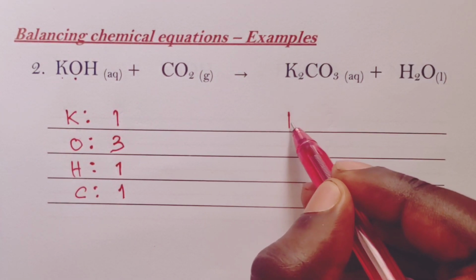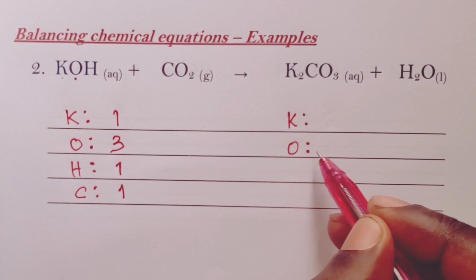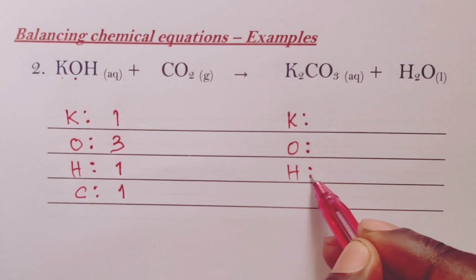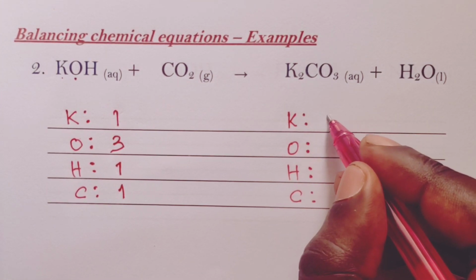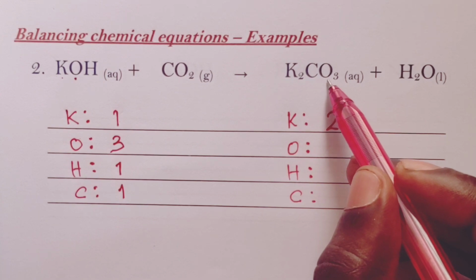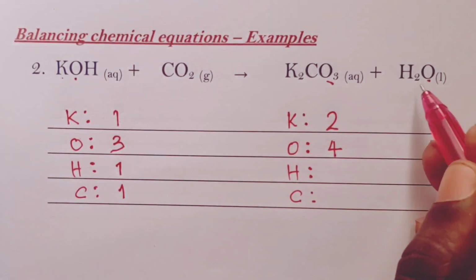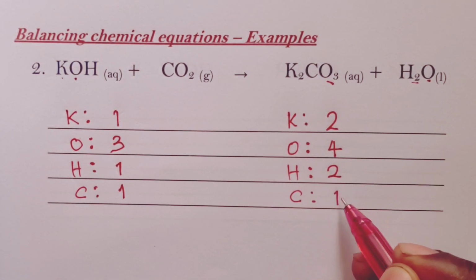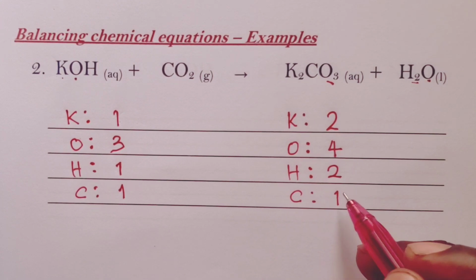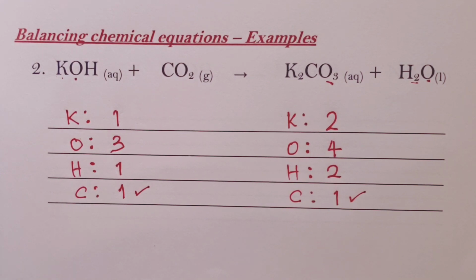Moving to the product side, I still have potassium, oxygen, hydrogen, and carbon. Let's see how many. Potassiums are now 2. Oxygen, I have 3 plus 1 here, giving a total of 4. Hydrogens are 2. Carbon is 1. From here, I realize that carbon is already balanced. The other 3 are not balanced.